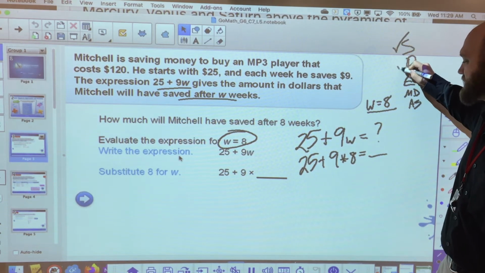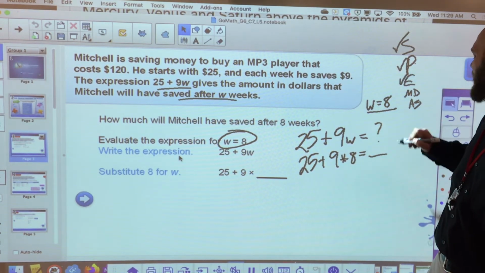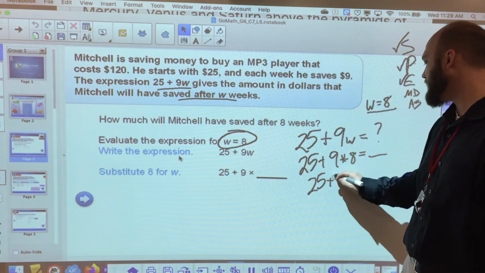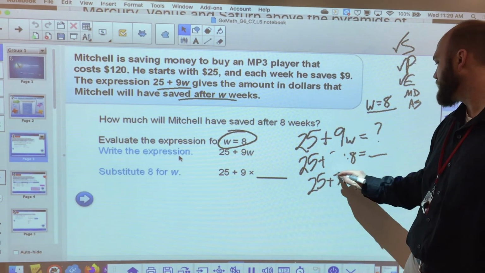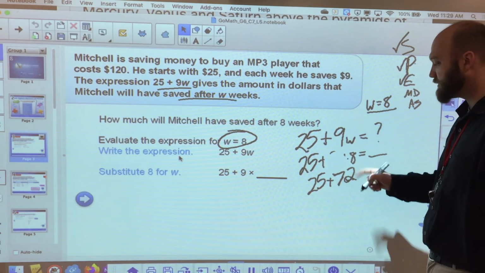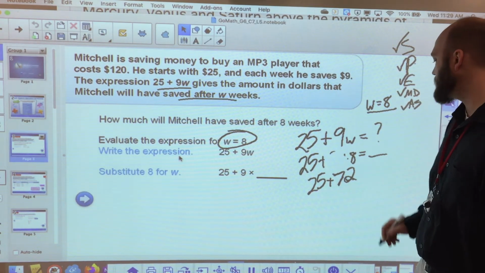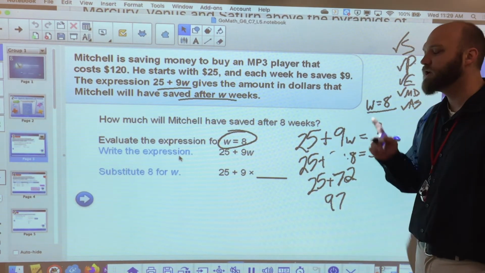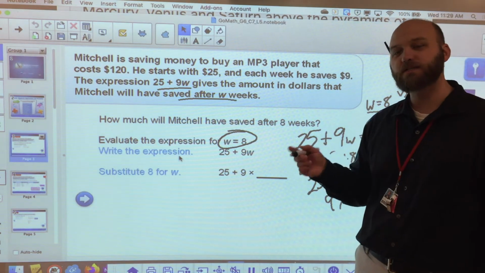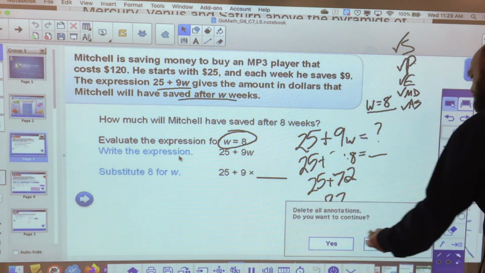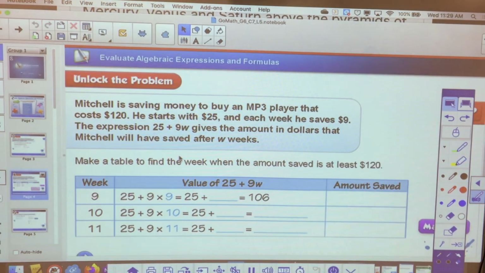Substitution, check. Parentheses, I don't have them. Exponents, I don't have them. Multiplication or division, yes I do. 9 times 8 is 72. 25 plus 72. Now I move to addition and subtraction, and I get 97. So how much has he saved over a period of 8 weeks? He saved $97. Let's take a look at one more, just for good measure.